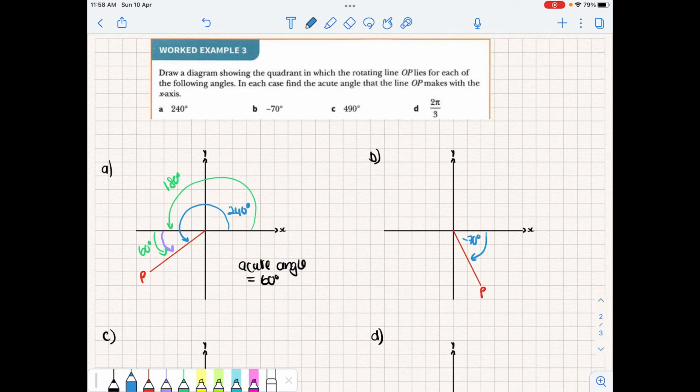And once again, we will measure from the x-axis, any part of the x-axis, the shortest distance from the x-axis to the line. So not this distance here, because that is the y-axis. So again, we're going to be measuring from the positive axis. And so the acute angle here is just 70 degrees. Right, the same as the original angle.